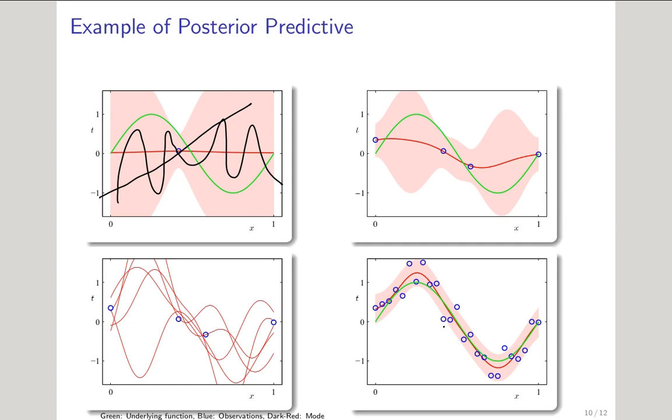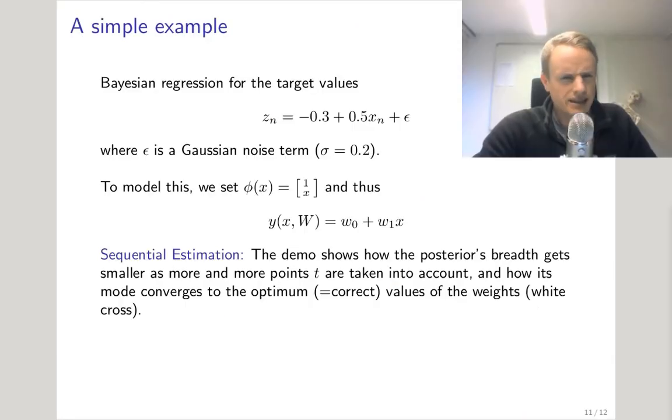If we look to the right, now we have an image that has lots of data points. You'll notice that the posterior has been severely narrowed, and that the mean of the posterior actually gives a decent approximation to the real underlying function. Let's look at one more example.